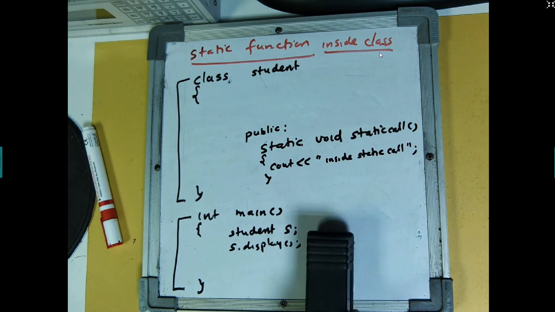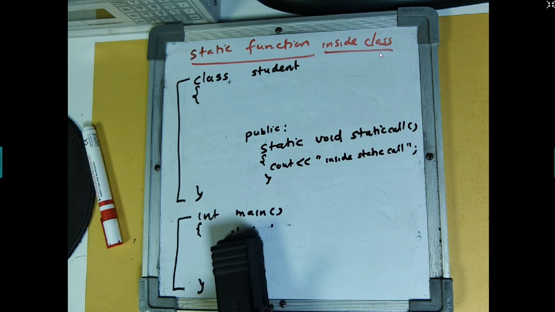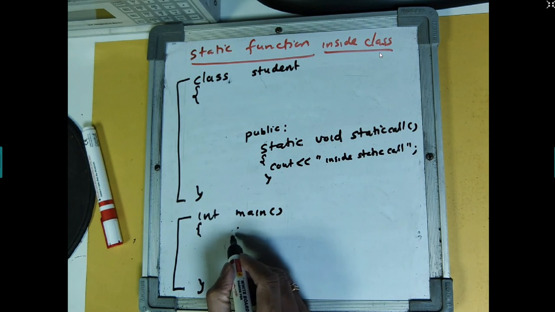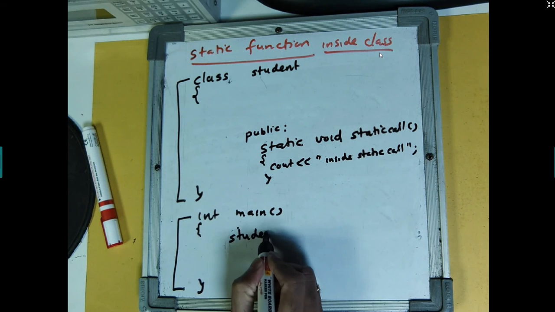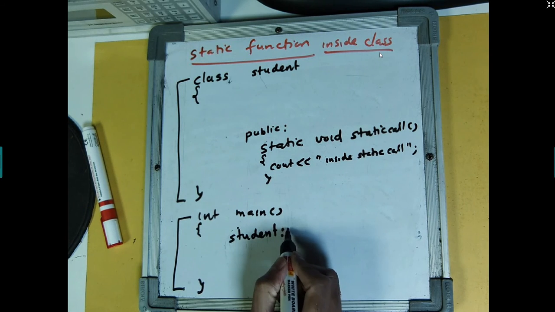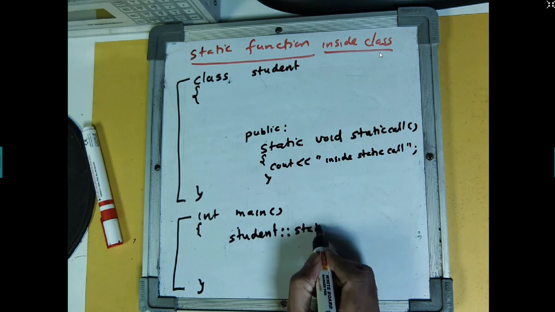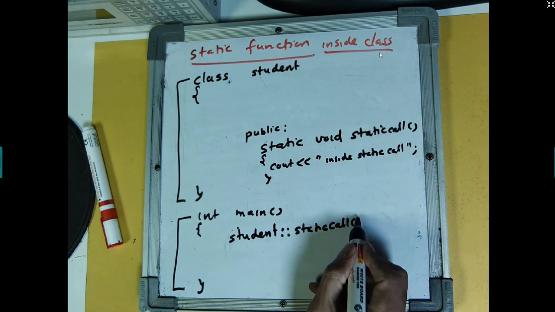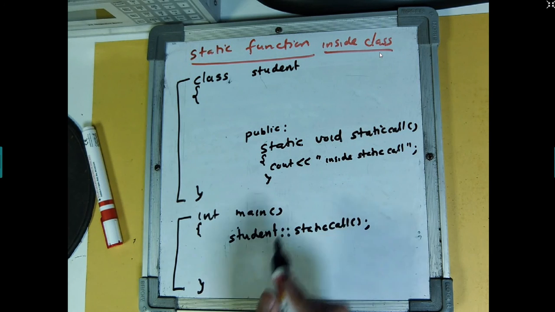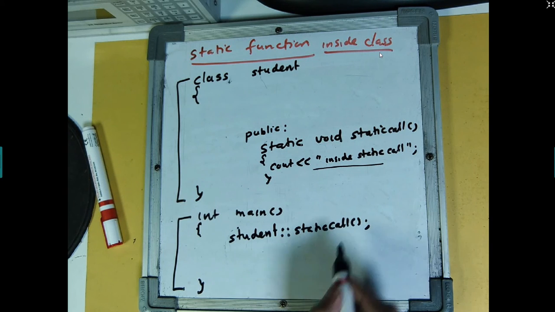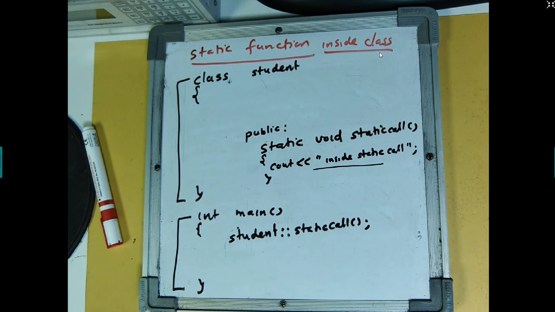Now, how do you call this function without creating an object? You don't need to create an object of the student to call this. You can simply call this by student colon colon static call. It will display whatever is written here. You don't need to create any object at all like earlier, where you used to create an object and then call.